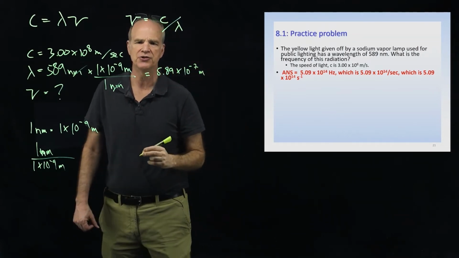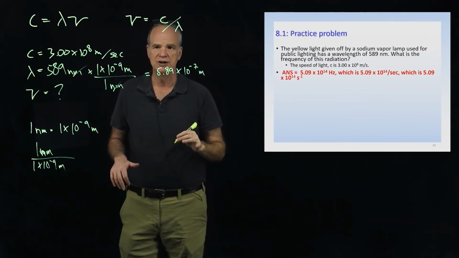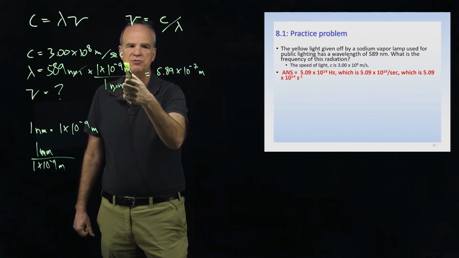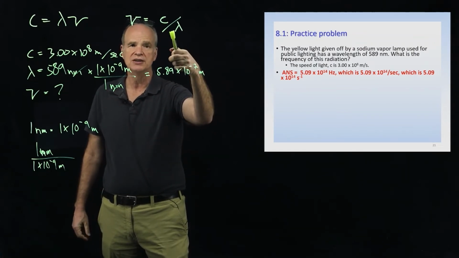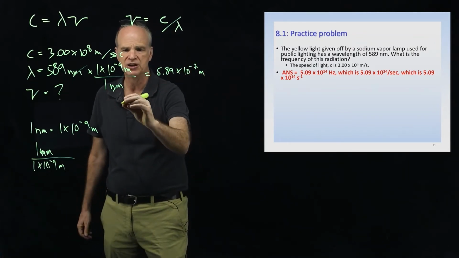Okay, so far so good. So now at this point, because we have c in meters per second and we have wavelength in meters, you can see we can just go ahead and plug it into the formula because meters will cancel. So let me go ahead and do that.